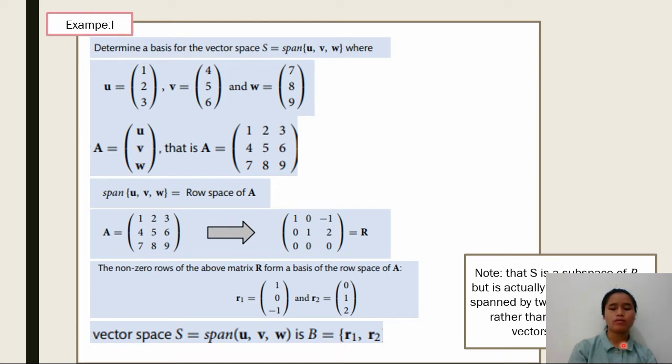We have to note that S is a subspace of R3, but it is actually a plane and can be spanned by two vectors R1 and R2, rather than the three given vectors U, V, and Y.